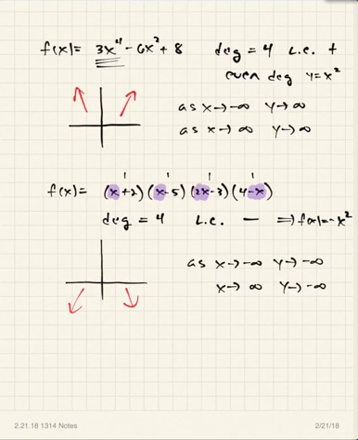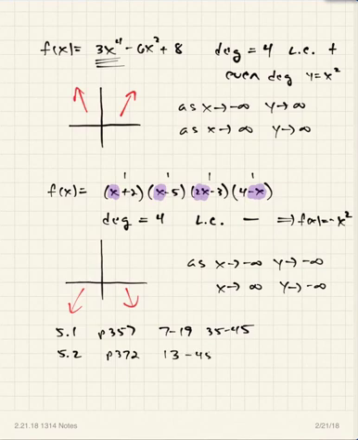All right, so now I'm going to just point out the pages in the textbook where you can get problems from each of these sections we've talked about. In section 5.1, this is page 357. Problems really from 7 through 19 and 35 through 45. Those are on quadratic functions. And then in section 5.2, now that we've talked about the leading coefficient test, this is on page 372. Problems really from 13 through 45 would be good practice problems to look at.